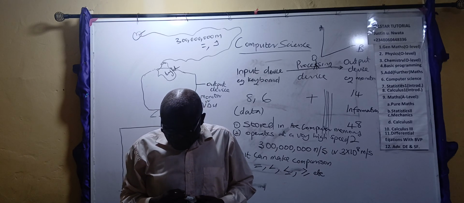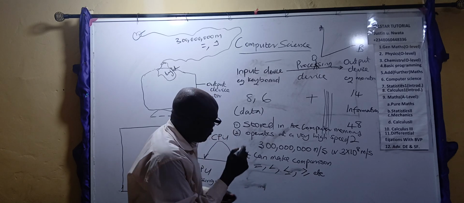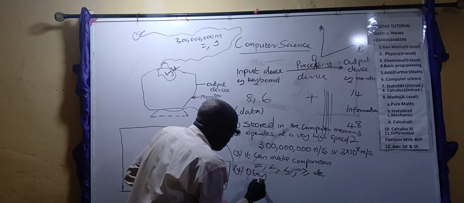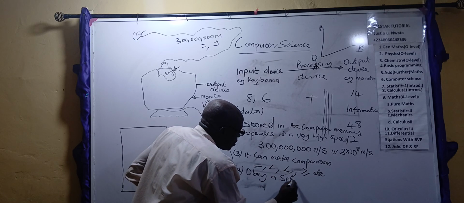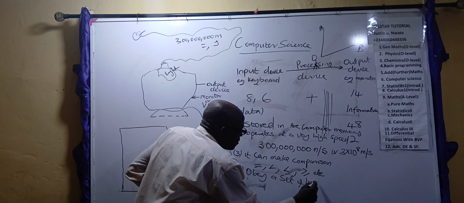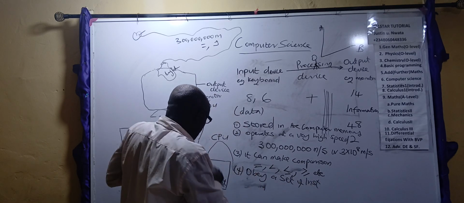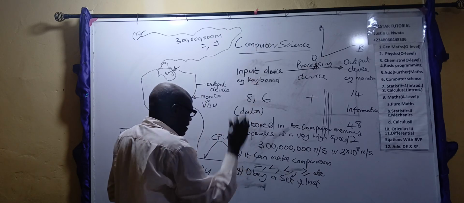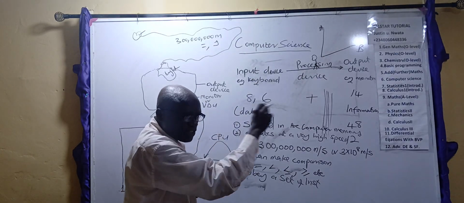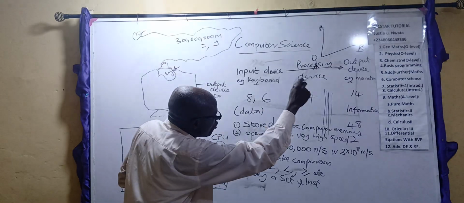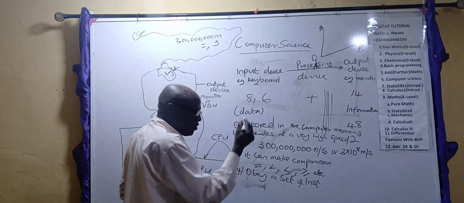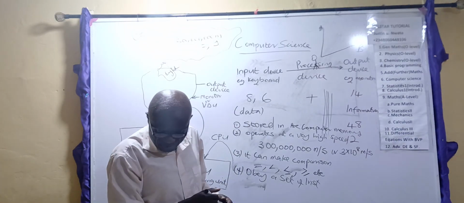Two, it can obey a set of instructions. A computer can obey a set of instructions. Once you type the instruction on the keyboard and press enter, let the computer do it. It follows the instruction you gave it, and when it gets there, it tells you this. Depending on what you want it to do, it obeys a lot of instructions. We can come to that also.